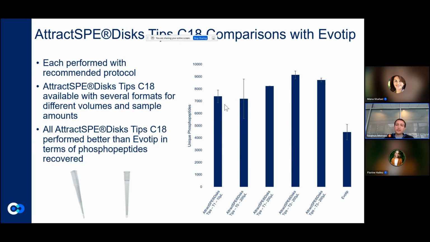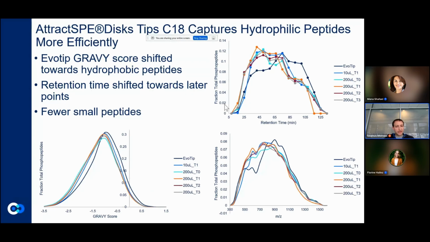And we were kind of wondering what was driving this difference, and we suspected it was our elution conditions. What we found was that there is a difference in the populations of phosphopeptides being captured by Affinisep versus the EvoTip and other brands. We found a slight shift in the GRAVY score for the EvoTip in this instance towards more hydrophobic peptides being captured. This was also reflected in a shift in retention time towards later retention times, and a loss of the small m/z value precursors. So this was indicating that the Affinisep tips were capturing most of these peptides, whereas some of these smaller, more hydrophilic peptides were not being captured by the EvoTip in this instance.